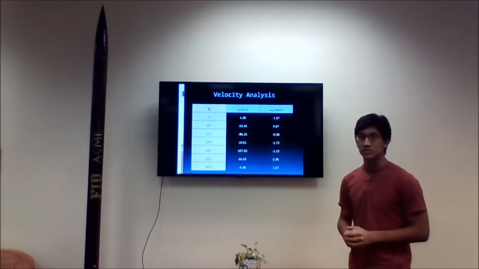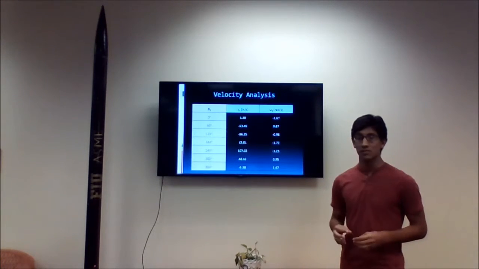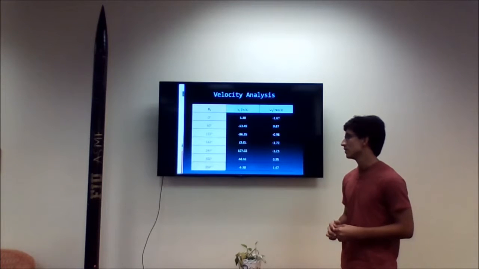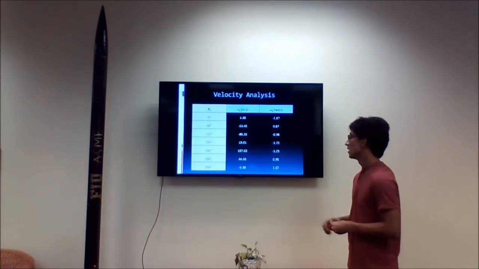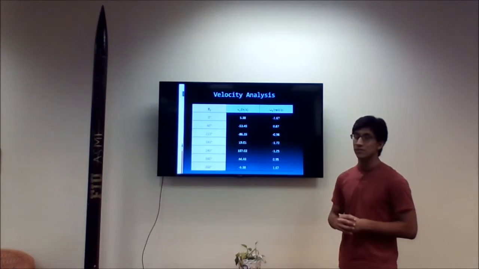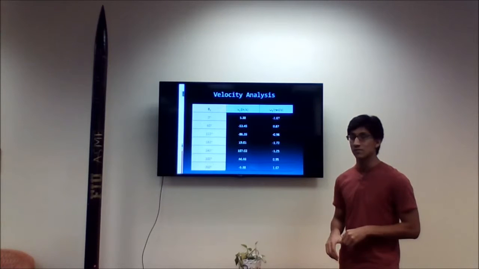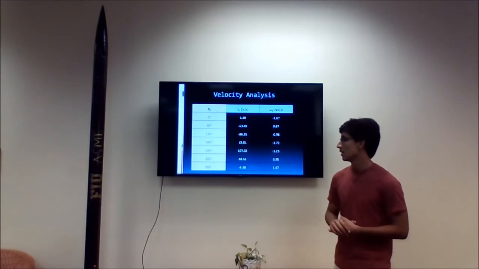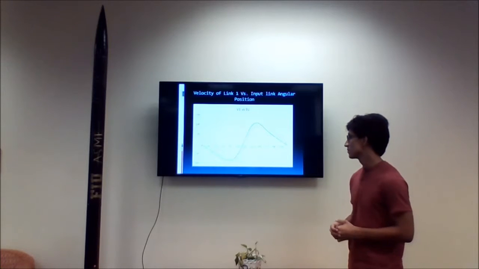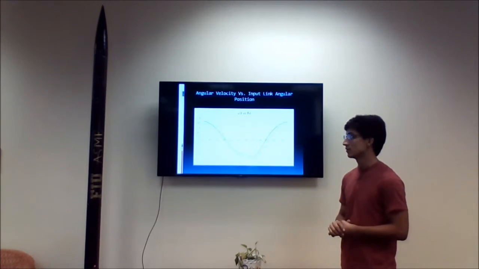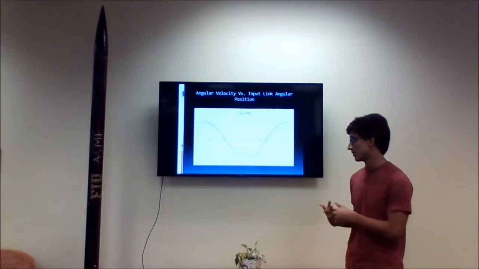So moving on to the velocity analysis, knowing that link 2 rotated with an angular velocity of 3 radians per second, these were the velocity of link 1 and the angular velocity of link 3. And the velocity profile for link 1 is provided here. And the angular velocity of the coupler link is provided here as well.